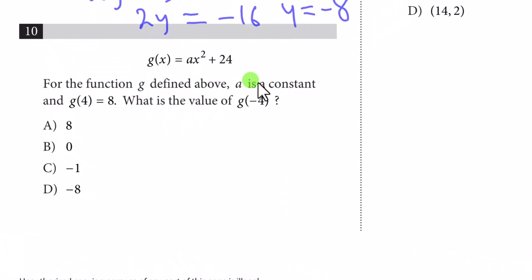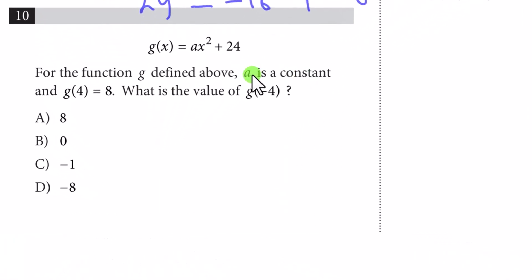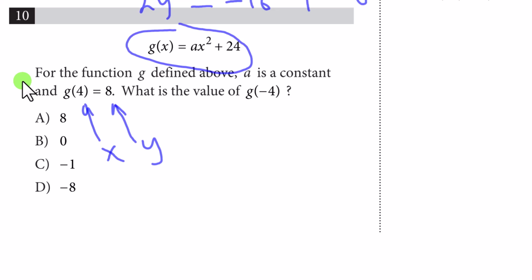Question number 10. So a is a constant, and that means a represents a number that doesn't change. g of 4 is equal to 8. What is the value of g of negative 4? All right, a lot of people get confused about this. They're not sure what it means by g of 4 is equal to 8. Let me tell you. What that means is every function has an x and a y value. So that means that 4 is the x value and 8 is the y value. What that tells you is when you put 4 into this function up here, you get a value of 8 as the y value.